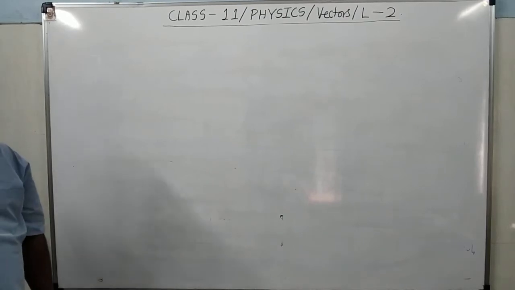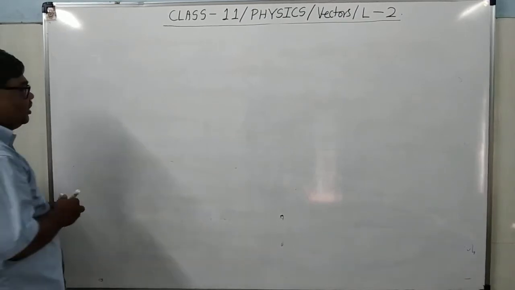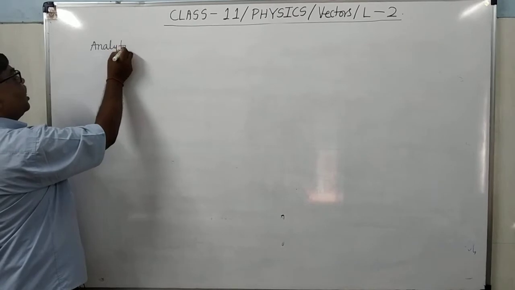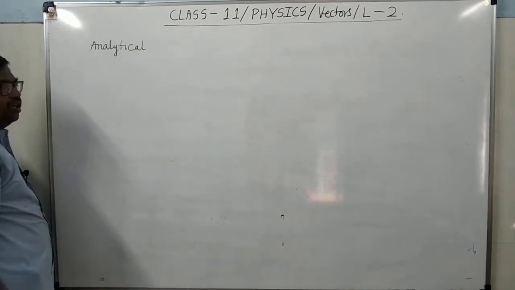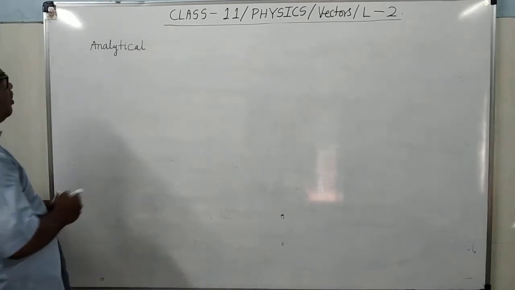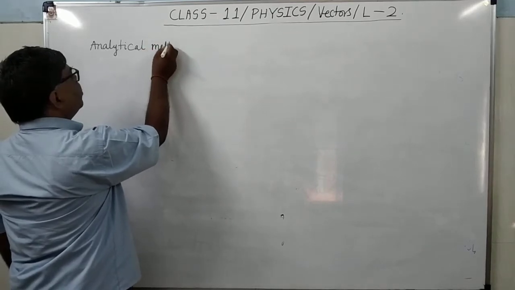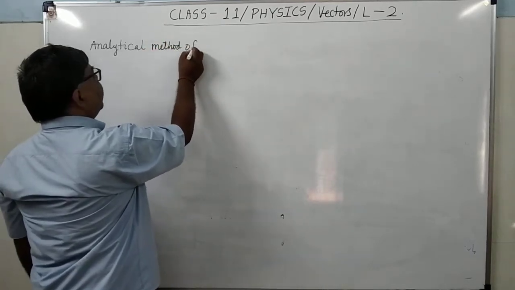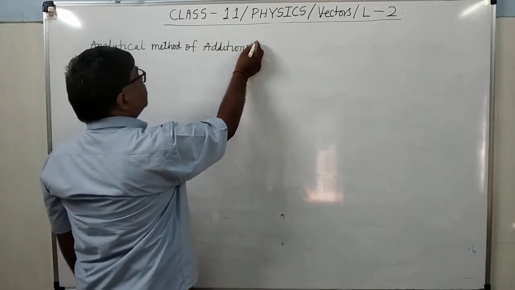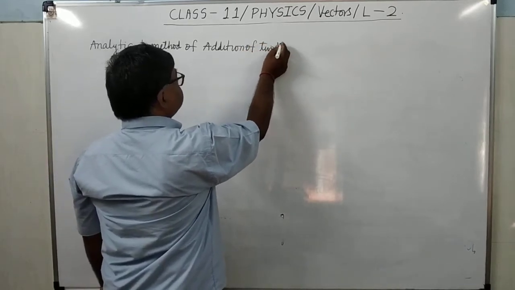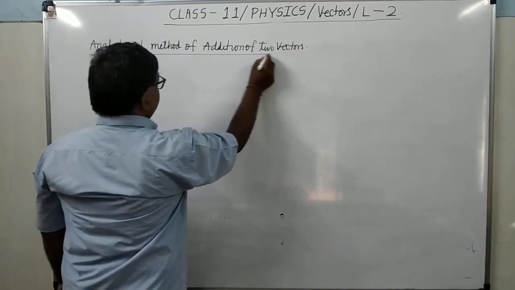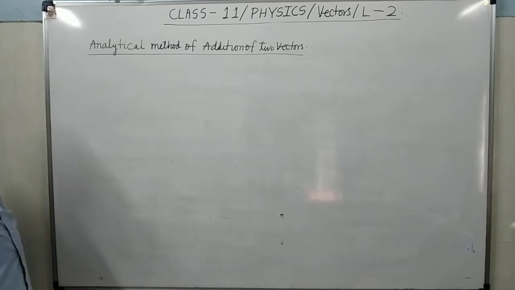So this is the analytical method of vector addition of two vectors. Analytical means mathematical method, without using any type of drawing. It is clear. And its derivation is very important from the point of view of your examination.